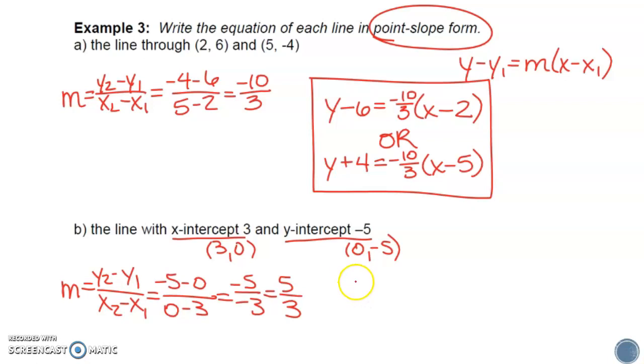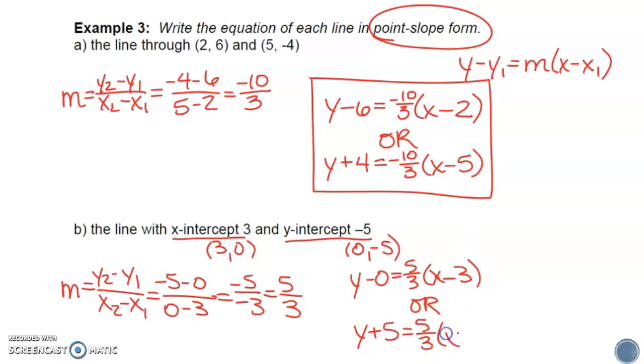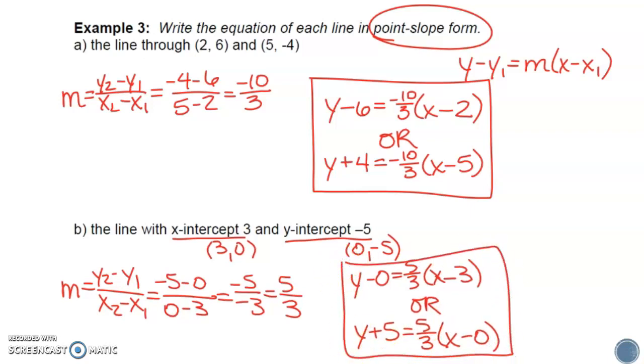You can write either y minus 0 equals 5/3 times x minus 3, or you can write y plus 5 equals 5/3 times x minus 0. Either of these, again, are acceptable answers, and I would not count either one of them wrong. So let's move on to the last section of our notes.